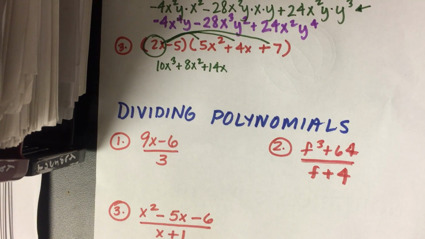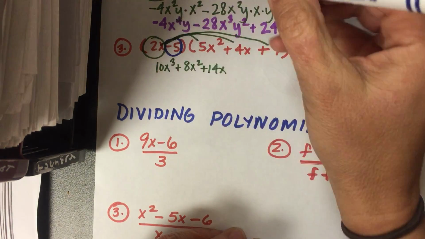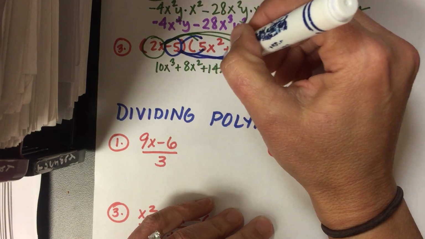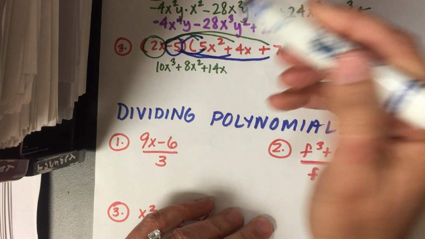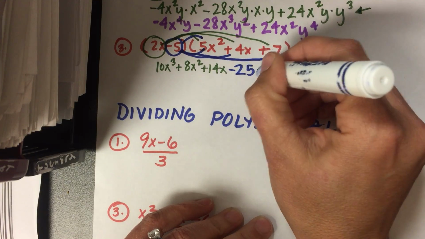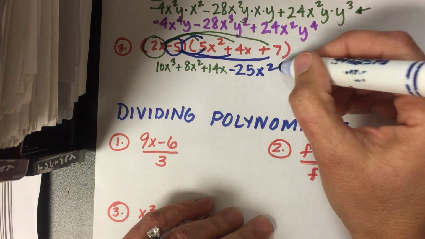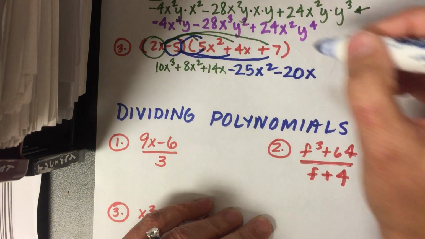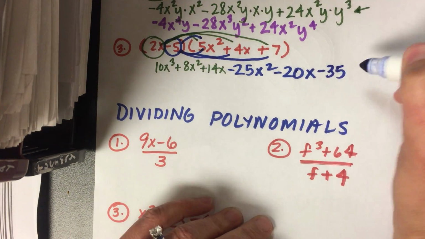So now let's look at another distribution option. I'm actually going to take the negative 5 and distribute that as well. I'll go ahead and go underneath so you can see the bottom distribution. So I have negative 5 times 5x squared, which is negative 25x squared. I have negative 5 times 4x, which is negative 20x. And I have negative 5 times 7, which is negative 35.